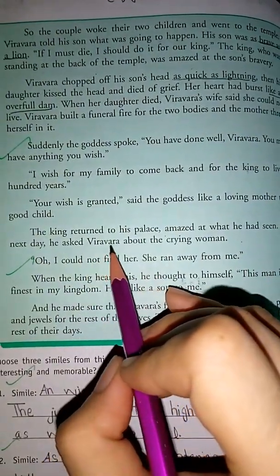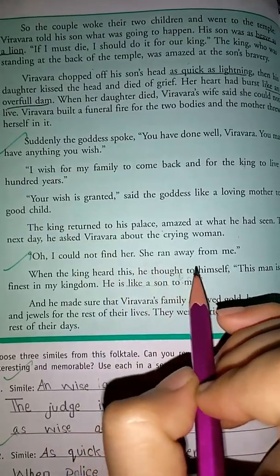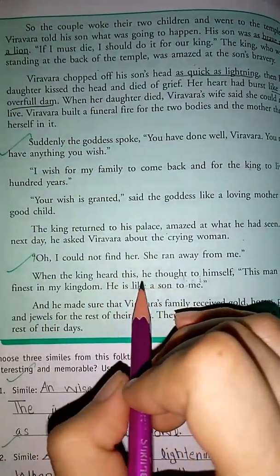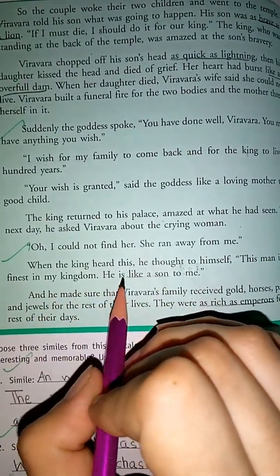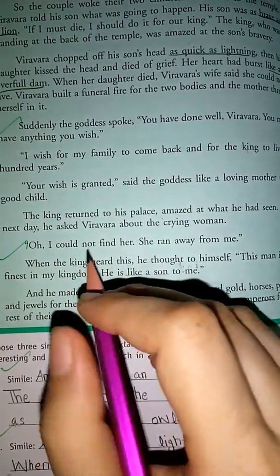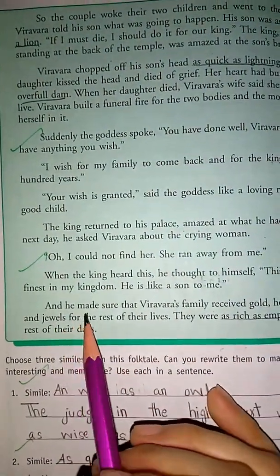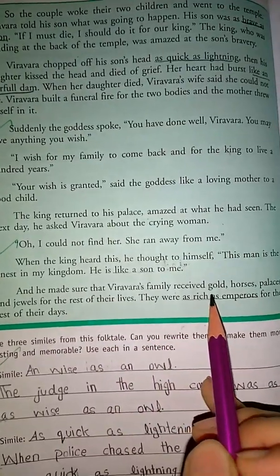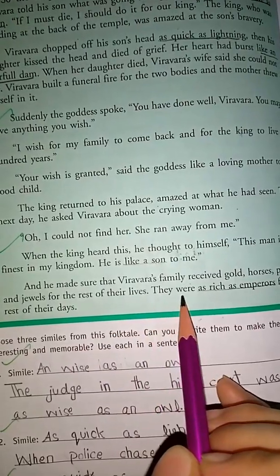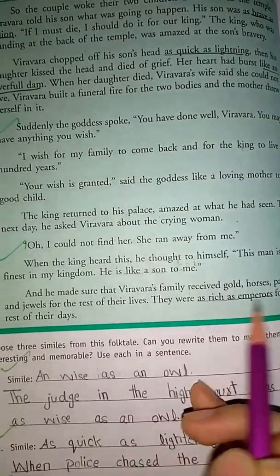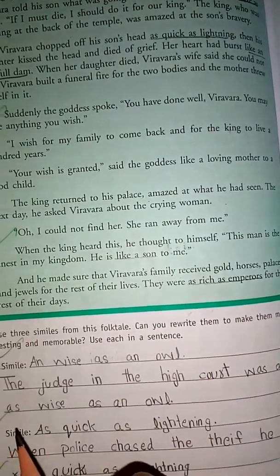The next day he asked Viravara about the crying woman. Oh, I could not find her. She ran away from me. When the king heard this, he thought to himself, this man is the finest in my kingdom. He is like a son to me, like a son, underline like a son. And he made sure that Viravara's family received gold, horses, palaces, and jewels for the rest of their lives. They were as rich as emperors for the rest of their days. Underline, as rich as emperors.